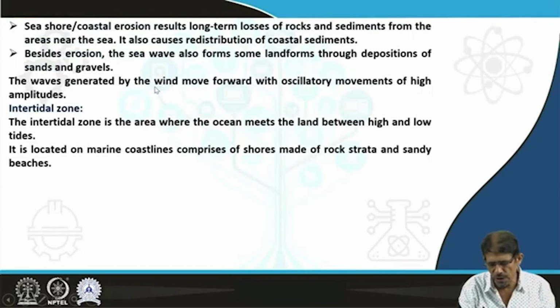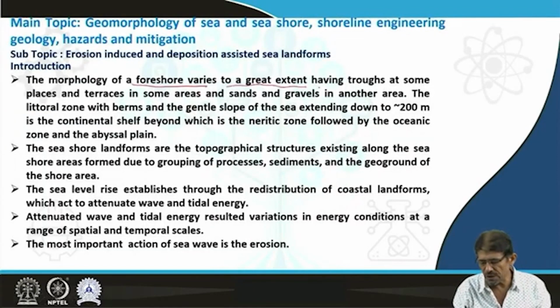As you know, the morphology of the foreshore varies to a great extent, having troughs in some places and soft nature in some places. Some of the area is full of terraces and some of the area is covered by sand and gravel. The littoral zone with the gentle slope of the sea extending down to 200 meters is recognized as shelf. Then after an increment in depth we recognize it as slope, and then further in depth we recognize it as abyssal, then deep trenches and others. This is overall the features of the lands lying below the water of sea or ocean.